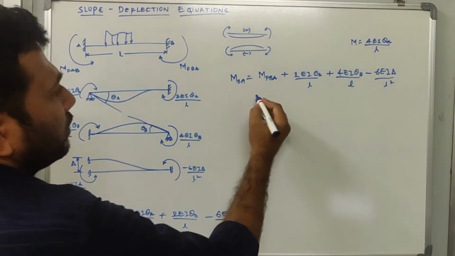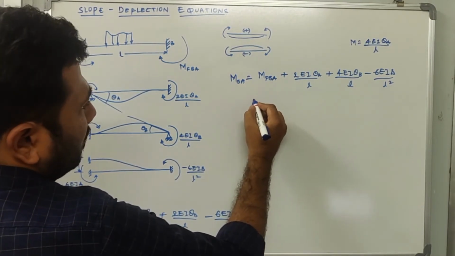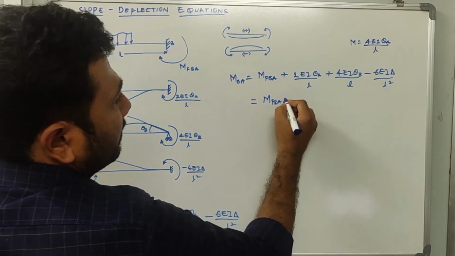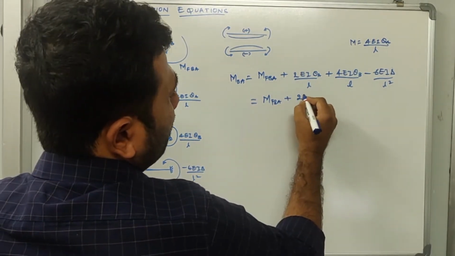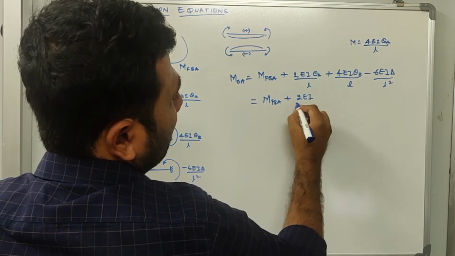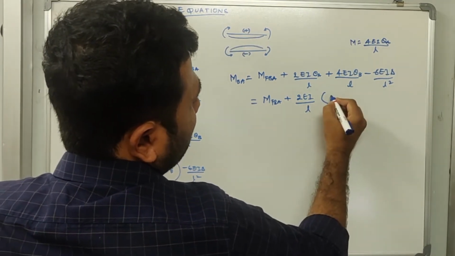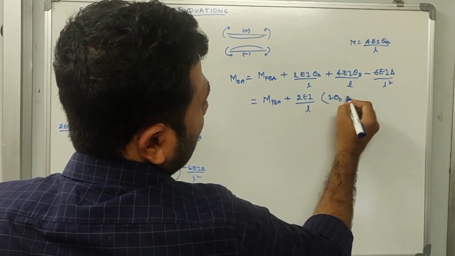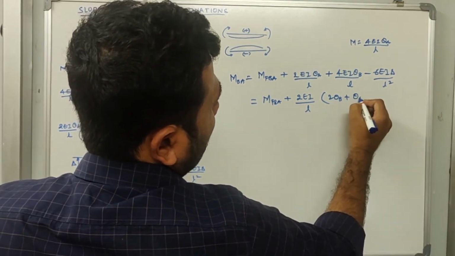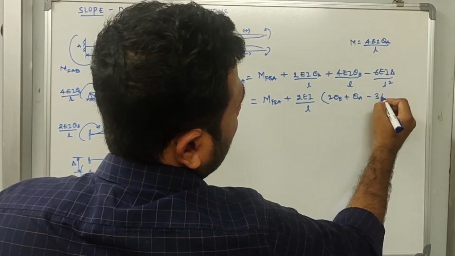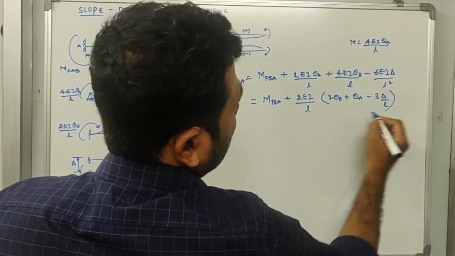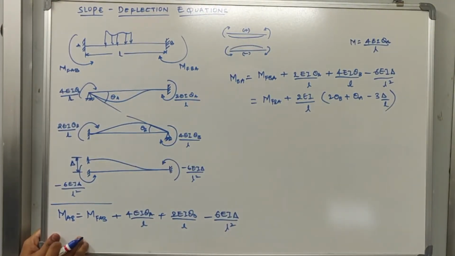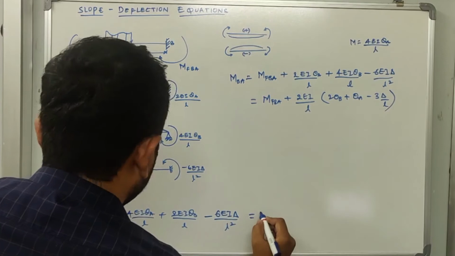Now if I rewrite it again, it is MFBA plus 2 EI divided by L, times 2 theta B plus theta A minus 3 delta by L. I am simply rewriting this. This is what my equation will be if I simplify it. Similarly, I will also try to simplify the other equation. So what will be the simplification of that?